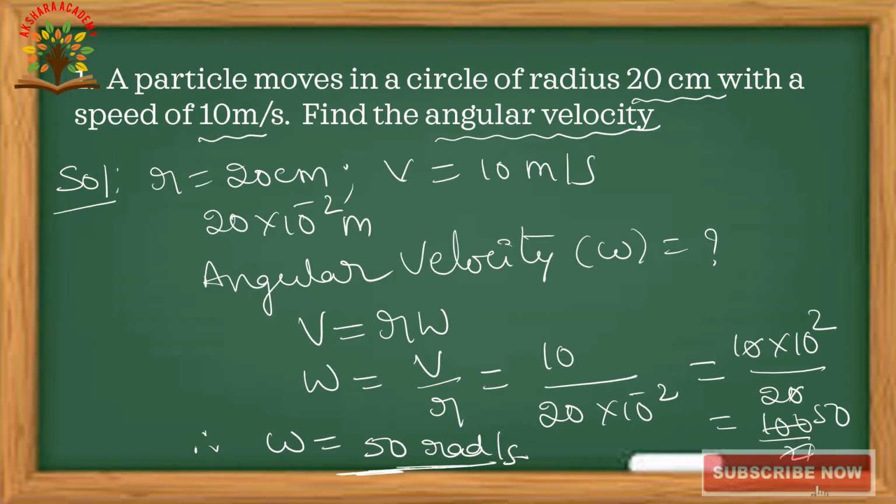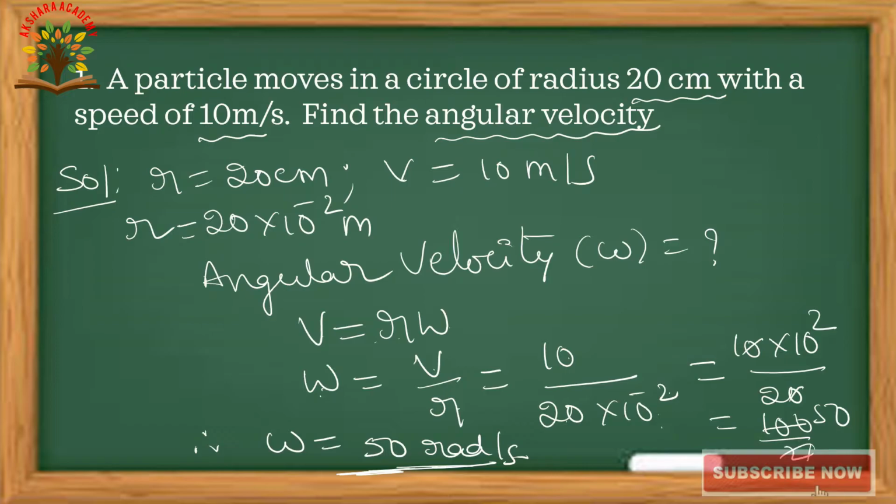They given r is equal to 20 centimeters, v is equal to 10 meters per second. Converting centimeters to meters, 20 into 10 to the power of minus 2 meters. Angular velocity is equal to question mark. v is equal to r omega, omega is nothing but angular velocity. Omega is equal to v by r. Substituting v value as 10 and r as 20 into 10 to the power of minus 2.